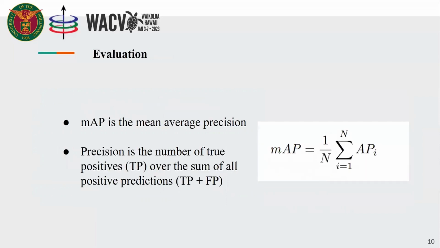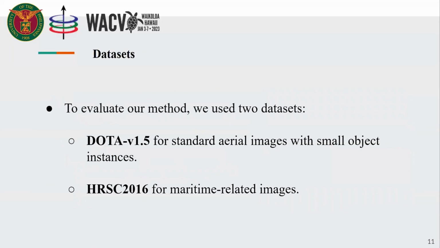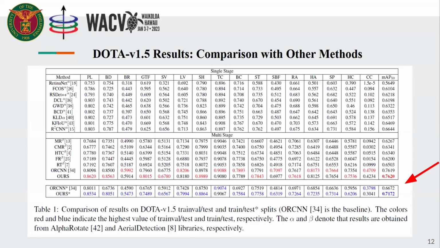The parameter we use to compare the performance of different methods is the mean average precision. mAP is the average precision of each class averaged over the total number of classes. Now, to evaluate our method, we use two datasets, DOTA version 1.5 and HRSC 2016. Our method has a marginal increase of mAP 50 over the baseline at the train-val test split, but obtains a large improvement of 7.5% when using the train test split, as shown in the table.